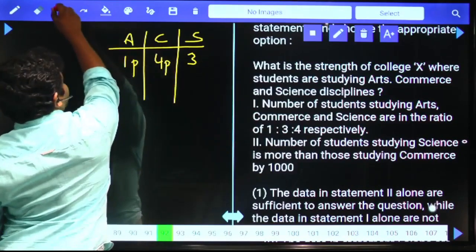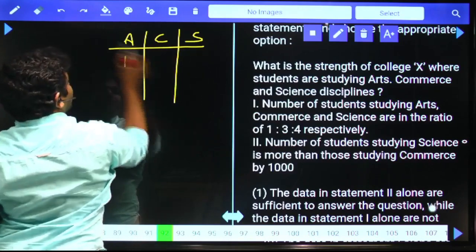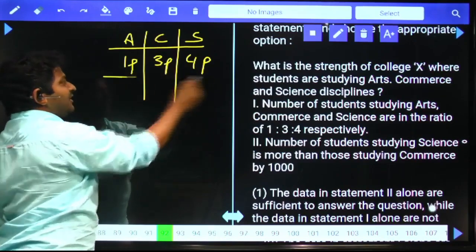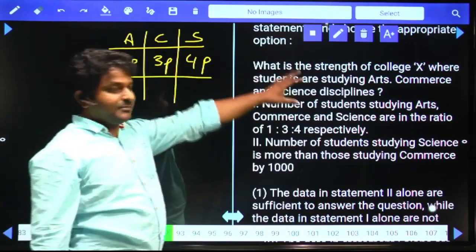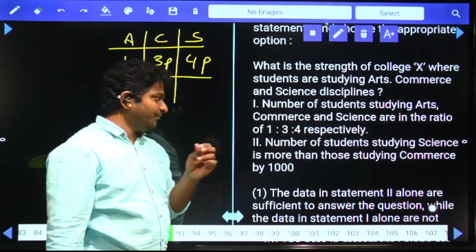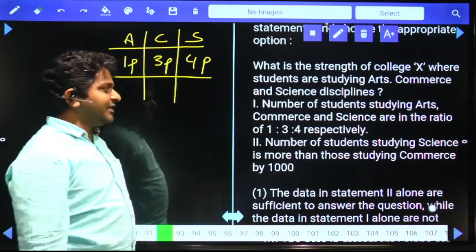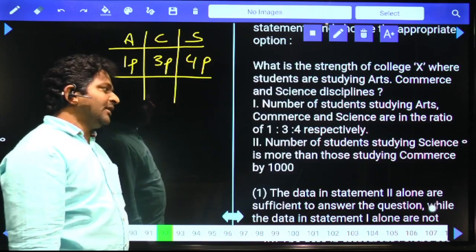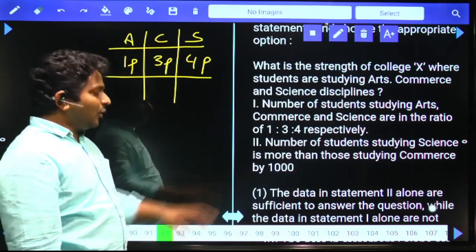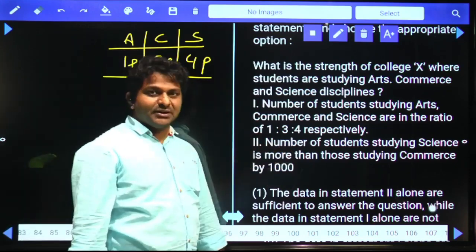So it is 1, 3, 4: 1 part, 3 parts and 4 parts. We need to calculate the answer in terms of number, but here we have only ratio. Using only ratio, it cannot be done. Second statement: the number of students studying science is more than the number of students studying commerce by 1,000. Using only the second statement is also not sufficient.